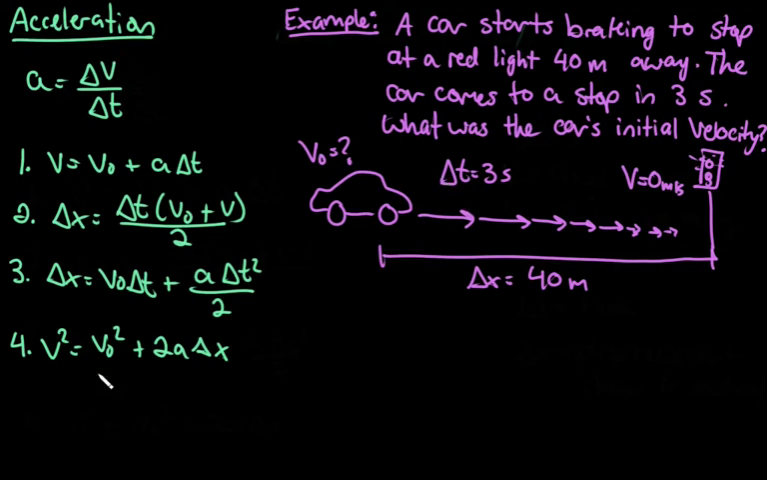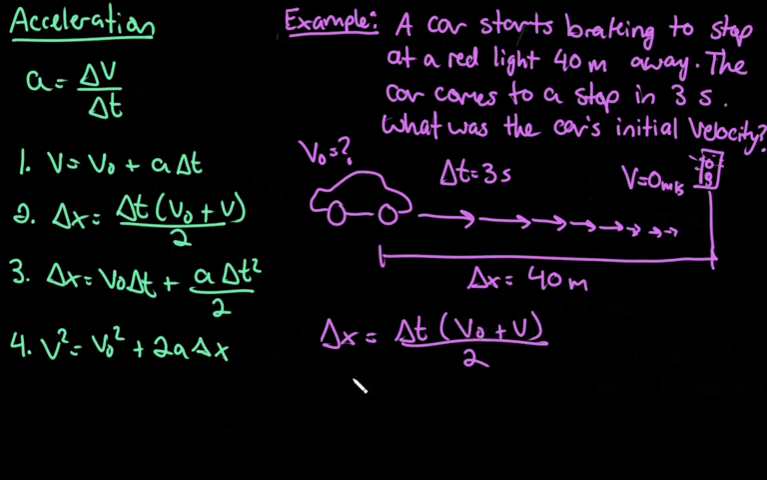Well, now we need to take a look at our formulas. So let's take a look. We have delta x, we have delta t, we have v, but we do not know what our acceleration is. So we can't use the first one because we don't have acceleration. We could maybe use the second one. We cannot use the third one, and we cannot use the fourth one because they both have acceleration. So we have to use formula number 2. So delta x is equal to delta t times v naught plus v divided by 2.